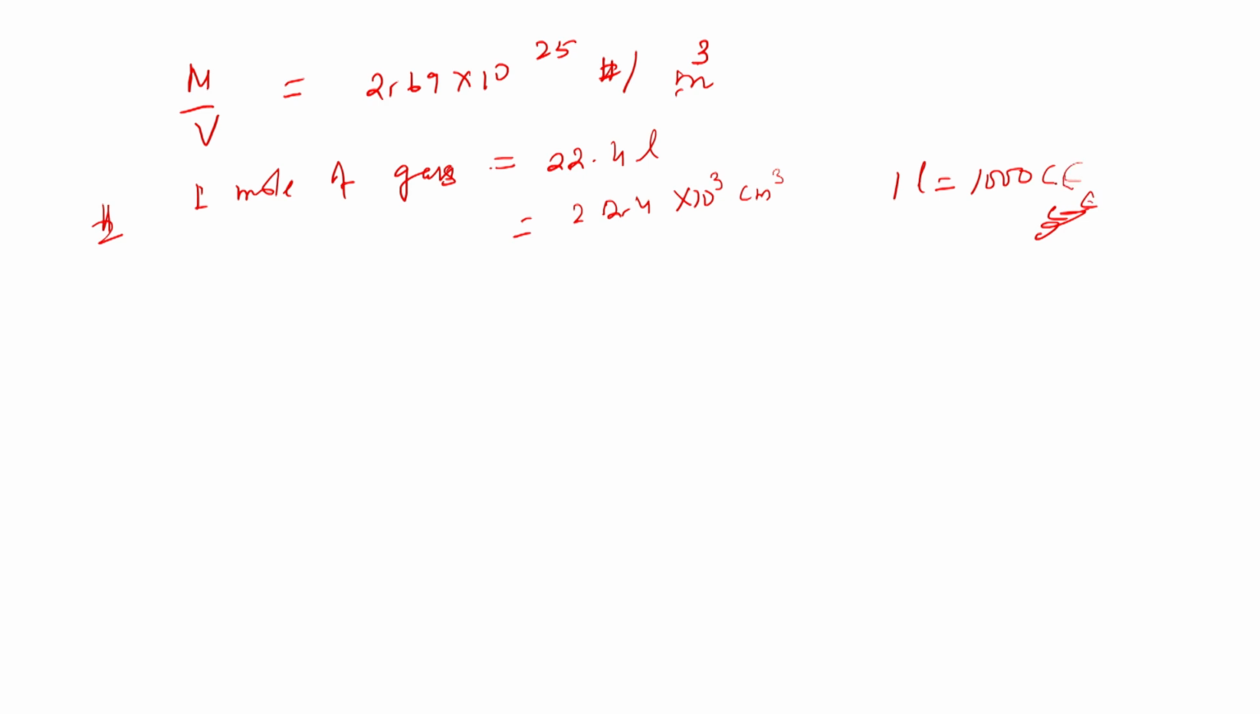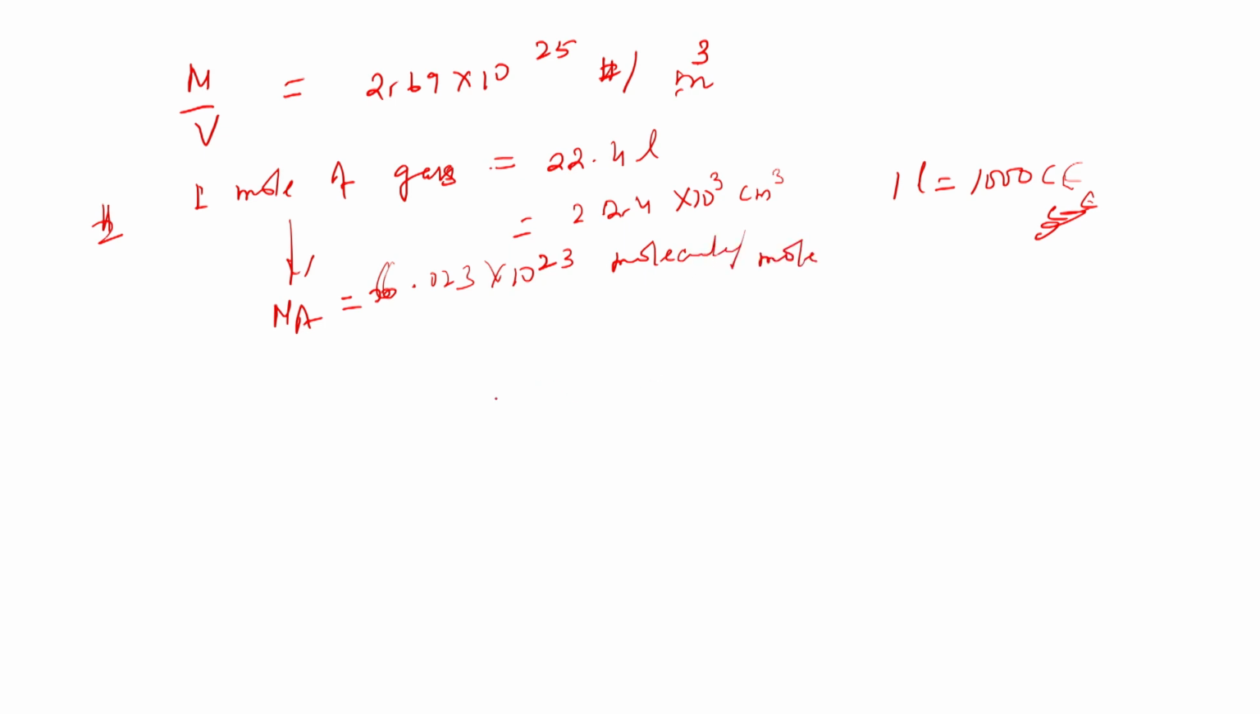1 liter is equal to 1000 cc, so you can calculate this one. Now, from this we also know that 1 mole of the gas contains Na, the Avogadro number of molecules. So Na is 6.023 into 10 to the power 23 molecules per mole.